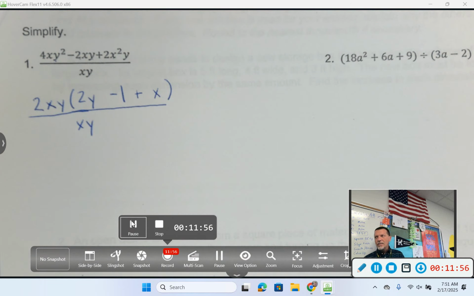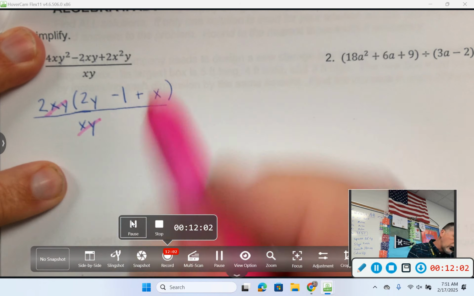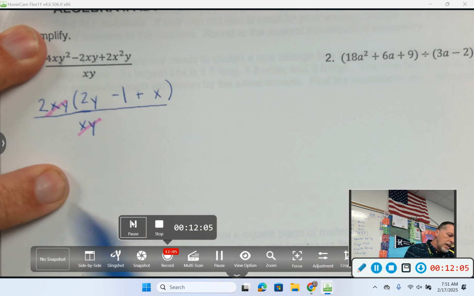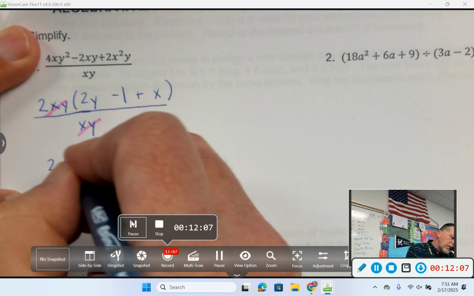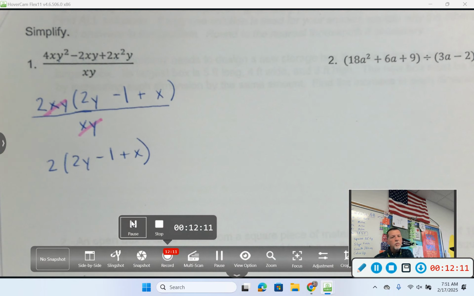And now you can cancel, because you can cancel things that are being multiplied. So that xy and that xy will go away. And you could leave it factored. You could leave the 2 out front. Or you could multiply the 2 back in there. Either way.